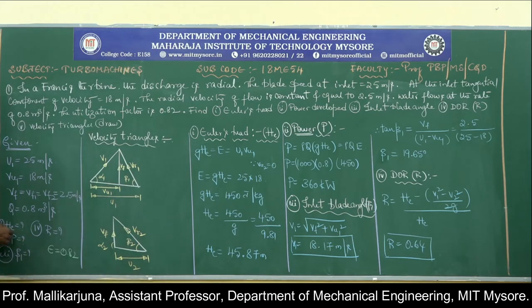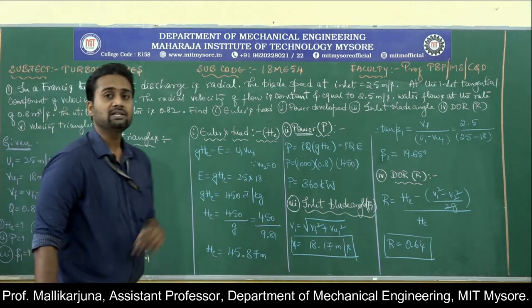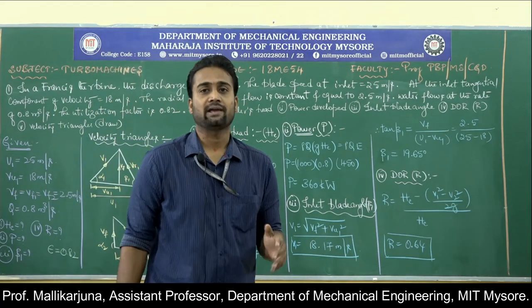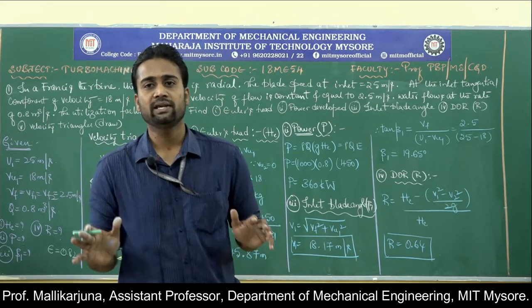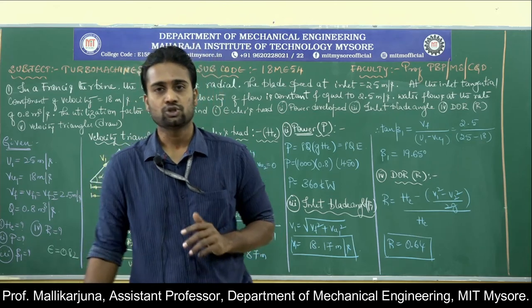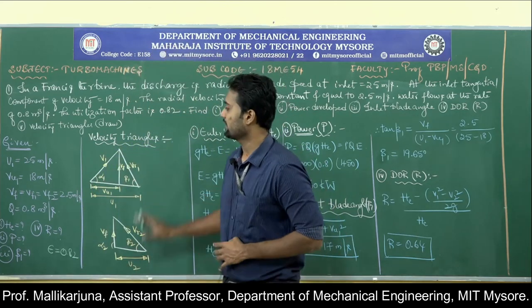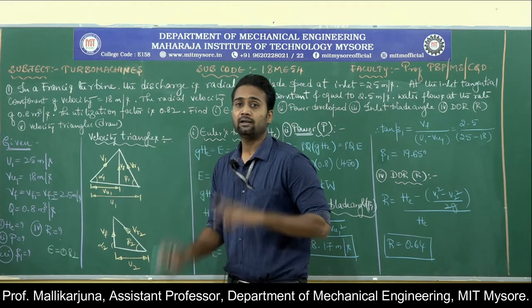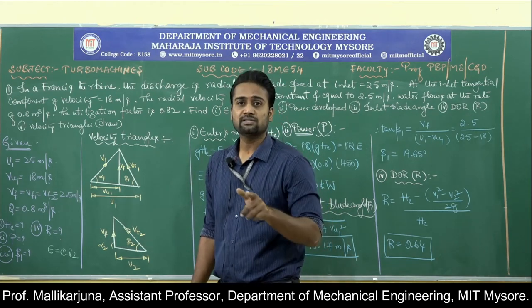So now, the very first thing is Euler's head. The notation is HE. E stands for Euler's head. The second one is power developed by the turbine. Then the inlet blade angle of the turbine, and the degree of reaction, R. Initially, if we write the velocity triangles for the given case, it will be much easier for us to solve the problems. So now, let us look at the velocity triangle. How to write the velocity triangle, we have discussed in the previous session itself.